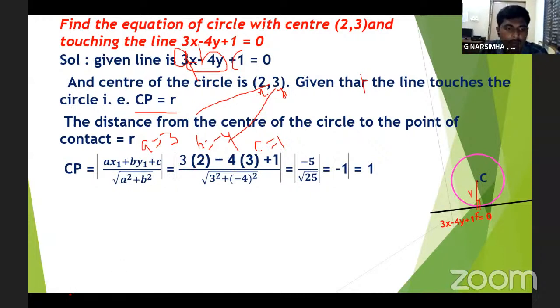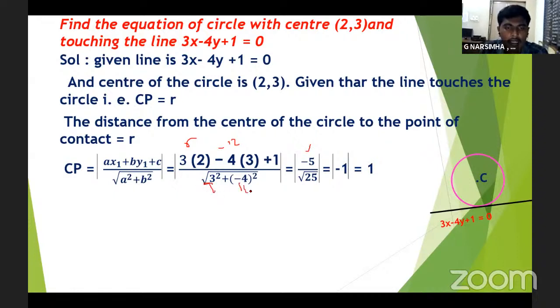3 into 2, 6. 4 into minus 4 into 3, that is minus 12 plus 1. 6 plus 1, 7. 7 minus 12, that is minus 5. 3 square, 9. 4 square, 16. 16 plus 9, that is 25. Square root of 25 is nothing but 5. Minus 5 by 5, that is minus 1. Modulus of 1 is 1. Therefore, the value of CP is 1. As you know already, CP is equals to R also.